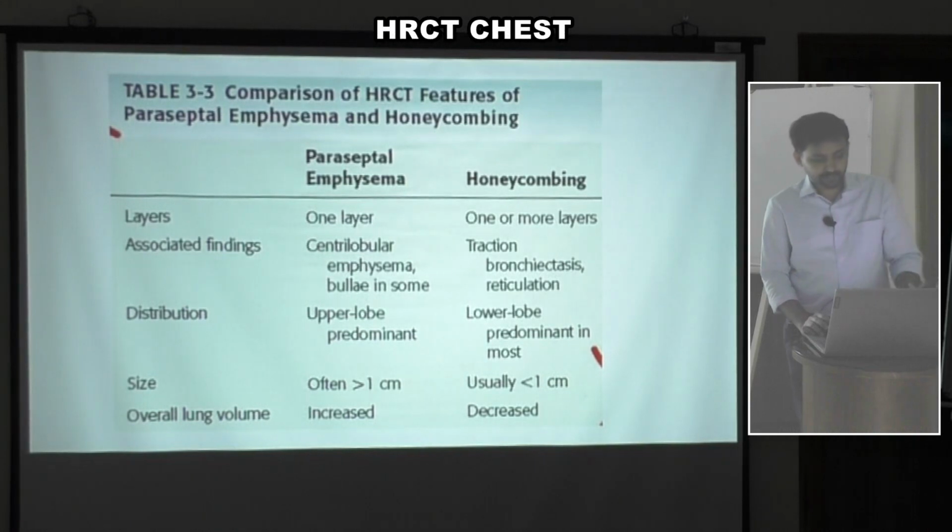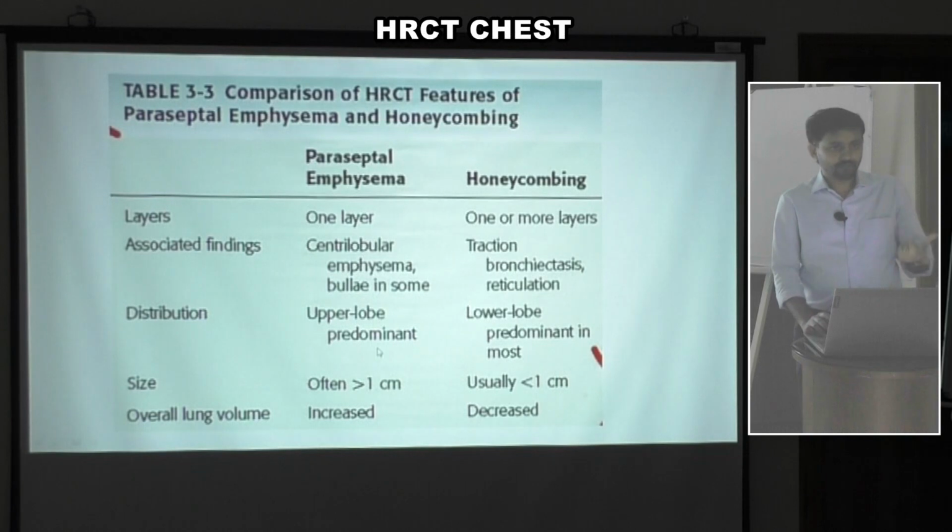Paraseptal emphysema usually comes in one layer, and there will always be associated emphysema, and I will show how emphysema looks on the lungs. It is mostly upper lobe predominant, the size is always more than 1 centimeter, and overall lung volume is increased. That means emphysema means hyperinflated lungs, so overall lung volume is increased.